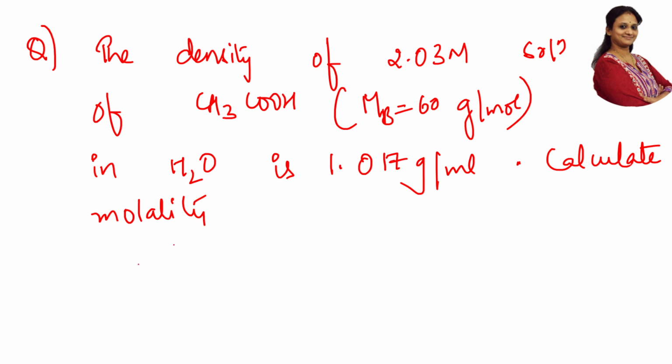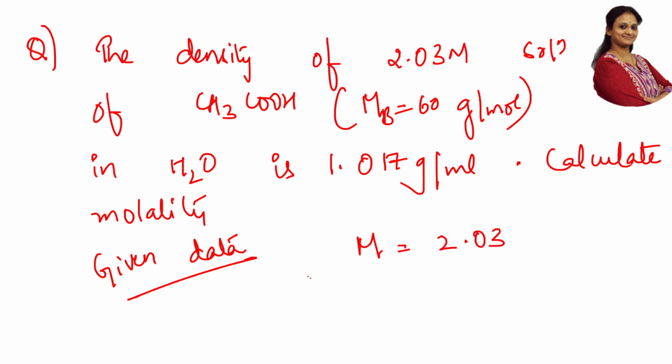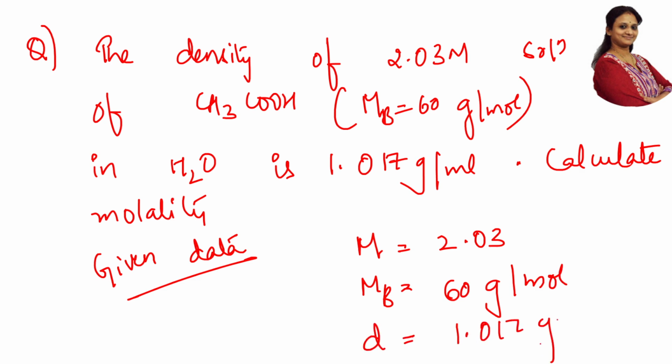Let us take first what is given. Given data. What is given data to me? Let us write all the given data. First of all, molarity is given to me, 2.03 molar. Molecular weight is given to me, that is 60 gram per mole. Density is given to me, that is 1.017 gram per ml. This is done. Okay, now what should I calculate?